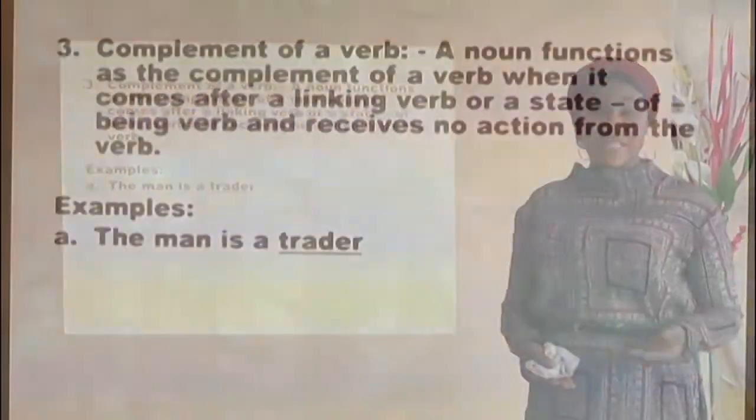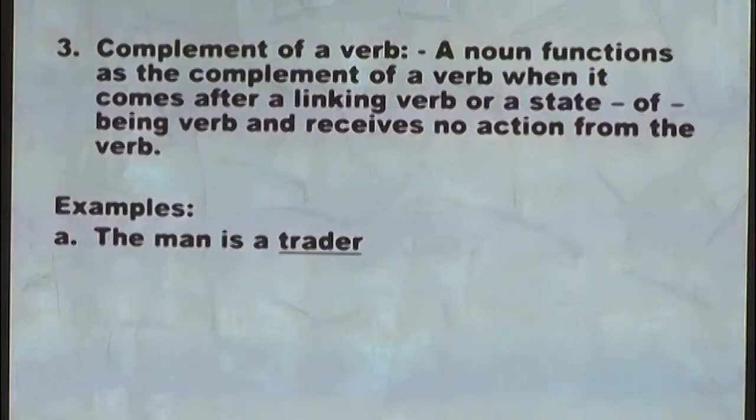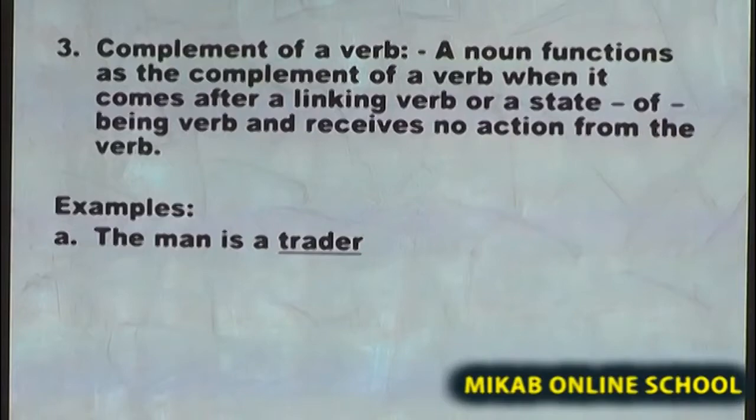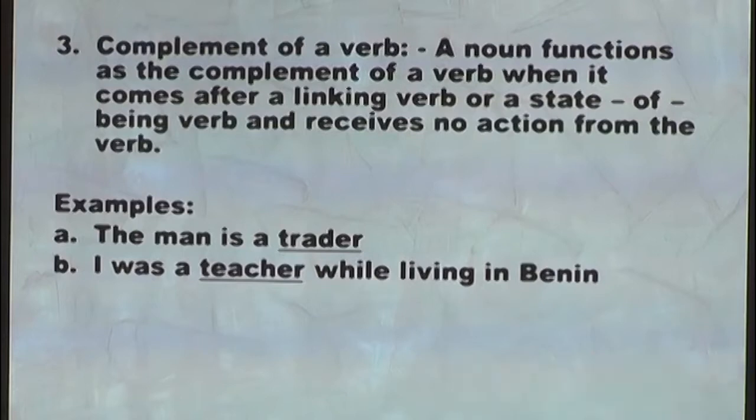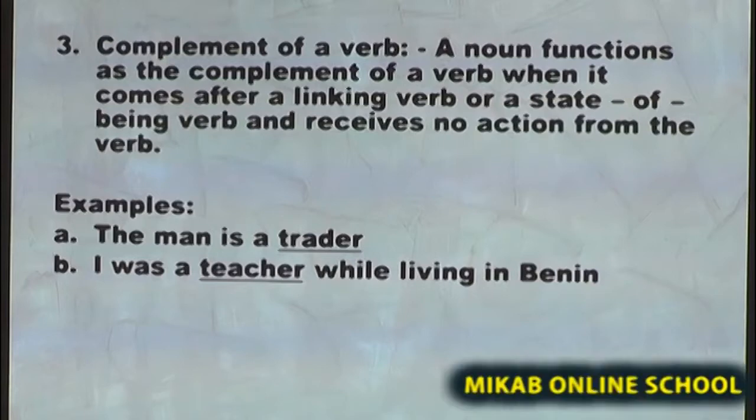Examples: the man is a trader. Trader there is what? Is underlined. It is a noun, but it helps to define what? The first noun, which is what? Man. I believe we are following. Then the second example is I was a teacher while living in Benin. Teacher there tells us about who? I. That is I, the first noun there. So you can see that the latter noun gives us the definition of the former noun. And we have the linking verb there, is in the first sentence and was in the second sentence.